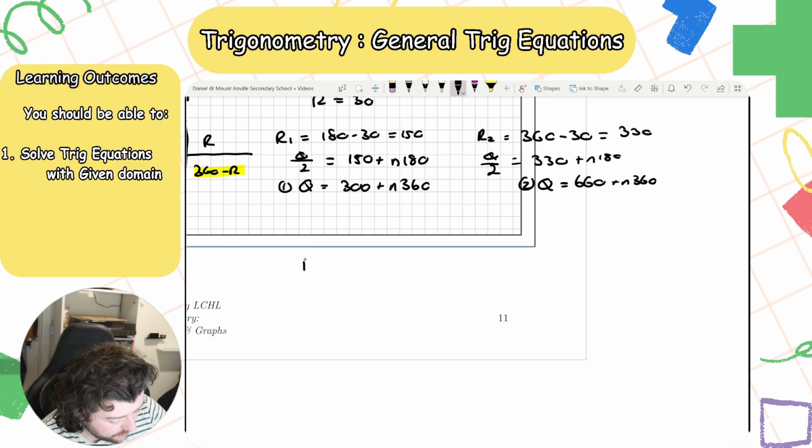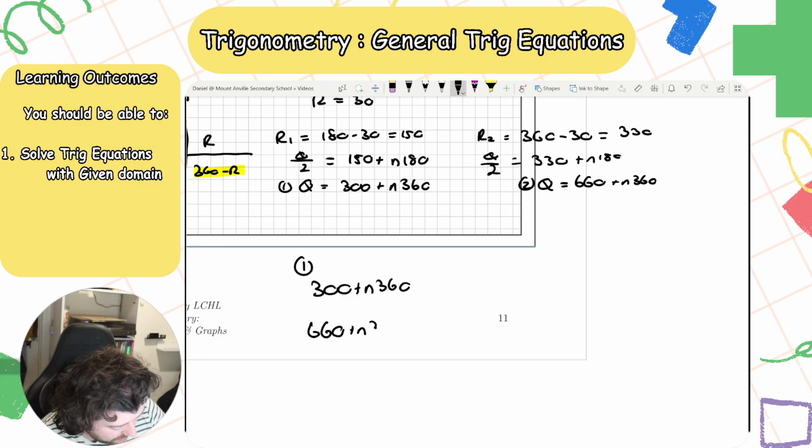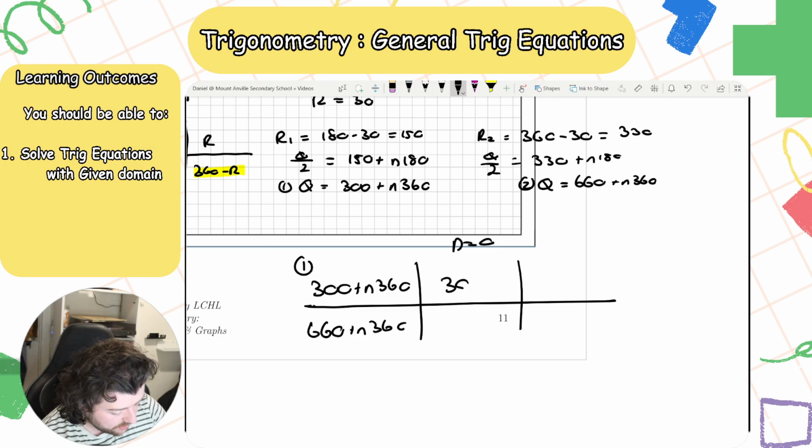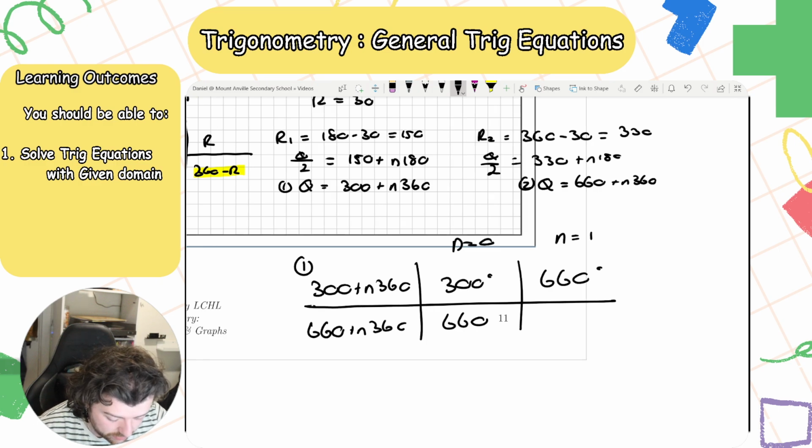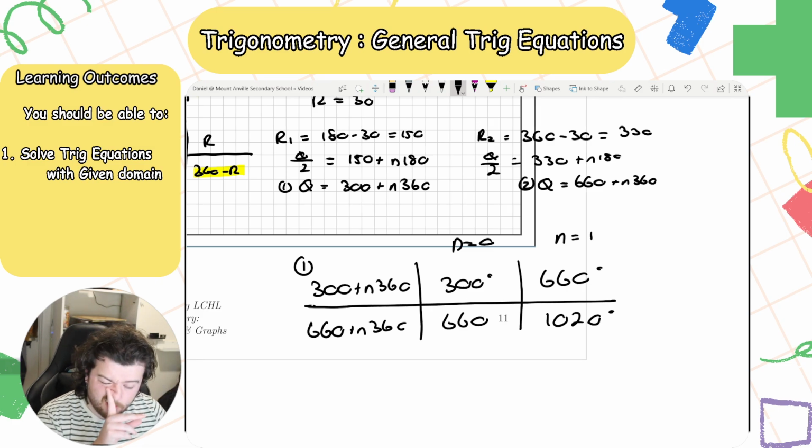So I'm going to have 300 plus N360, and then under here 660 plus N360. So I'm going to have N is 0 here. When N is 0, I'm going to get 300 degrees here, and I'm going to get 660. When N is equal to 1, I'm going to get 300 plus 1 times 360, which is just 660. And then 360 plus 1 times 360 is just going to be 1020. And I'm already out of my range.